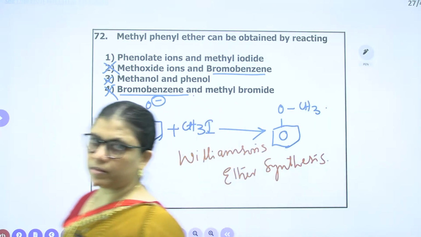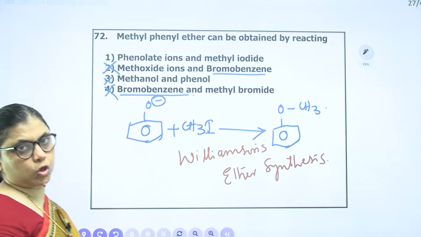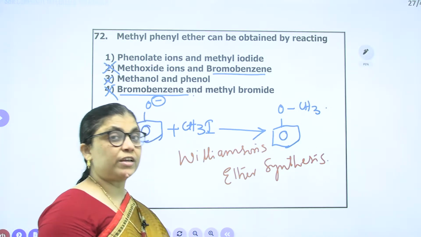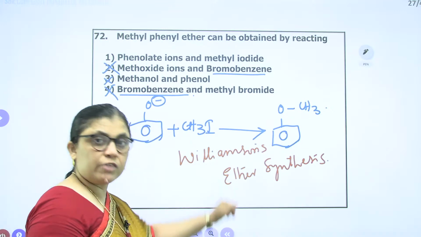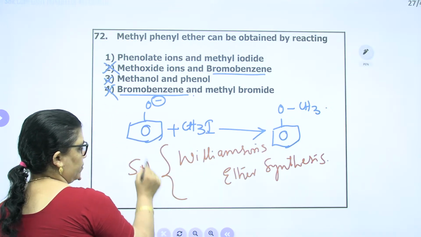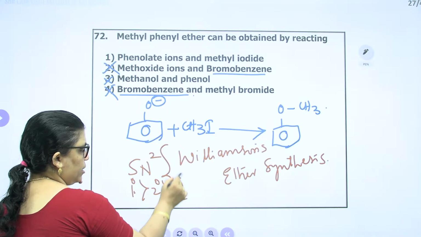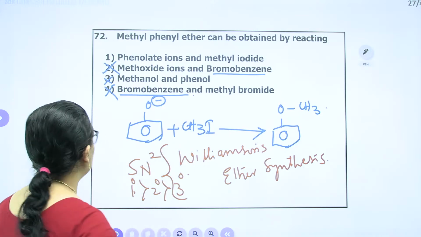Williamson's ether synthesis is an example of nucleophilic substitution reaction. And always the nucleophilic substitution reaction, especially for Williamson's reaction, will follow SN2 mechanism. So primary must be greater than secondary than tertiary. This difference should be clear to you.